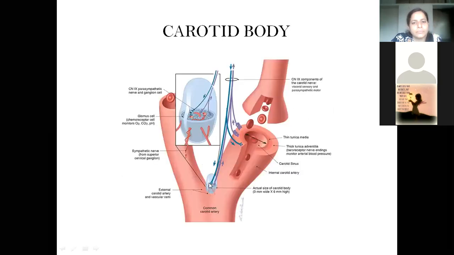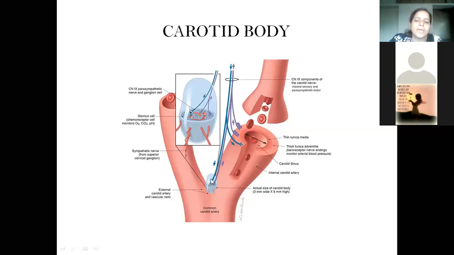Okay. So again, this picture is here. This is the common carotid artery. Here we have specialized nerve endings, which are called the chemoreceptors and baroreceptors. Chemoreceptors will take the chemical information. If there is any increased carbon dioxide in the blood, the chemoreceptors are triggered in the brain and they will increase the rate and depth of respiration.